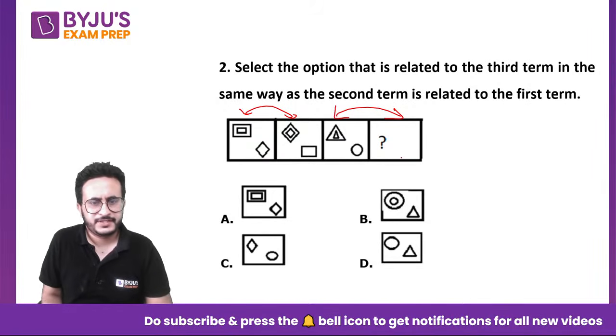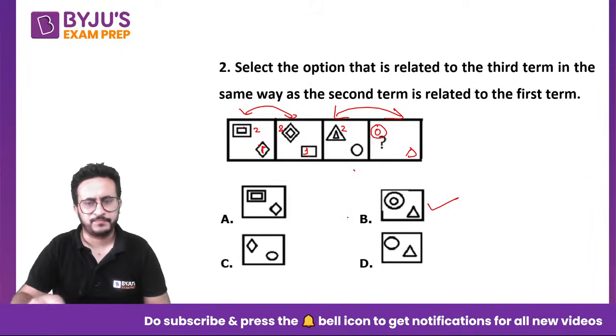So if we look at the first and the second image, what has happened is this has been swapped with this. So this diamond shape was at the bottom, it has come to the left top, and there was one diamond, and here there are two diamonds. Similarly, there were two rectangles, now there is just one rectangle. So in this case, what will happen? We have two triangles here, so there will be one single triangle, and there is a circle, so there should be two concentric circles. Okay, so that is option B.